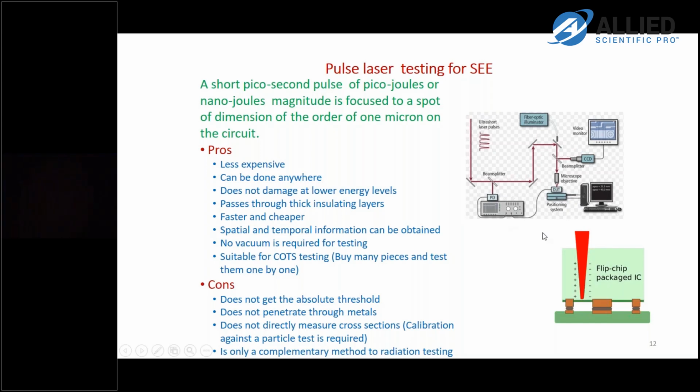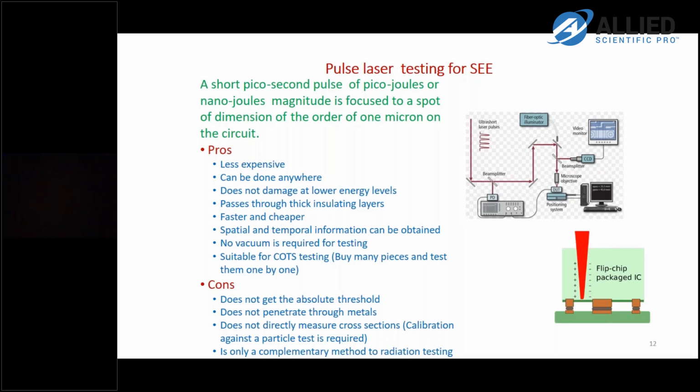So what are the pros and cons of this? First of all, the pros: it's less expensive, and you don't need to go to the facility. You could buy the system. I mean, you can go to the facility, like we have a test lab here where you can come to us, but you can also purchase the system and take it to your lab. So you don't need to book a time to go to the facility.